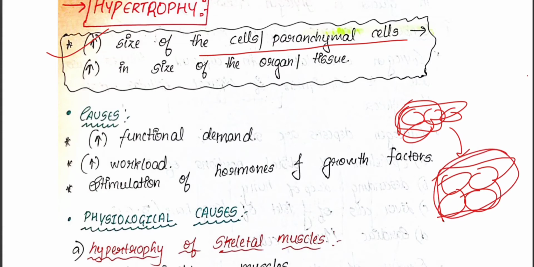So what are the main causes of hypertrophy? It might be due to an increase in the functional demand of the cells, an increase in the workload, or an increase in the tension of the cell. There might also be stimulation by hormones or growth factors which made the cells increase their size.